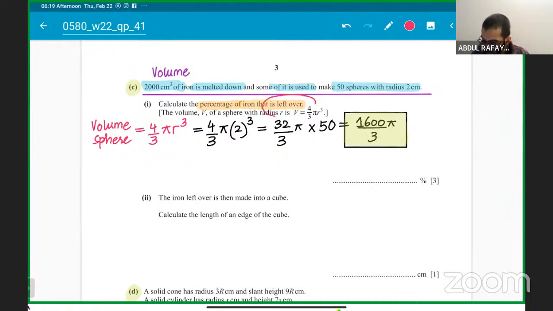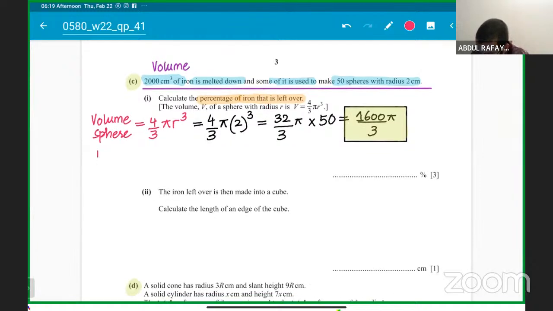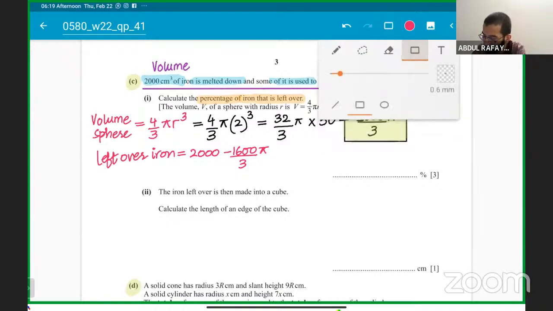So what is the leftover? First, we find out what is leftover iron. Okay, guys, with me. First, you find out what is leftover iron. So leftover iron will be 2000 minus 1600 over 3 pi. Is everyone getting it? So this is the leftover iron, 2000 minus 1600 over 3 pi, and you have to give it in percentage form.